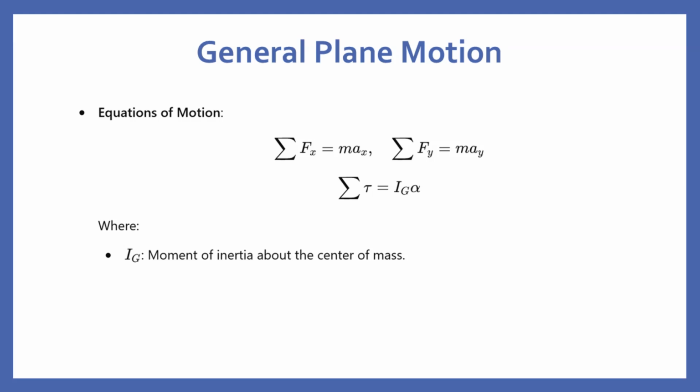For instance, when analyzing a rolling ball down an inclined plane, we consider both its translational acceleration down the slope and its angular acceleration about its center. This combined analysis helps us understand complex scenarios like gear systems and mechanical linkages in machinery.